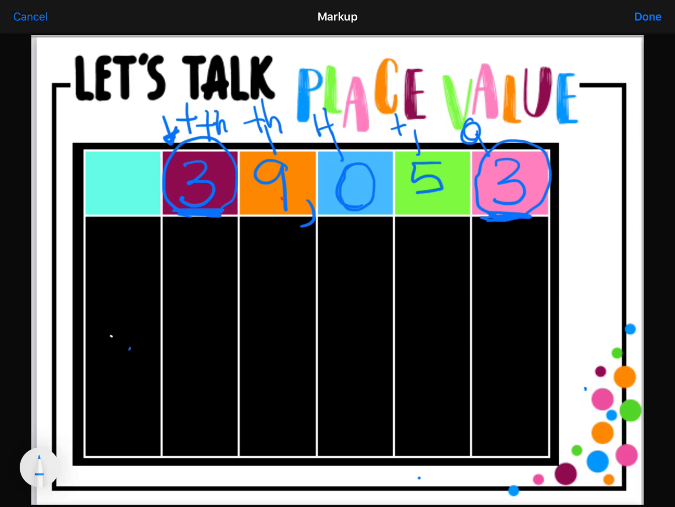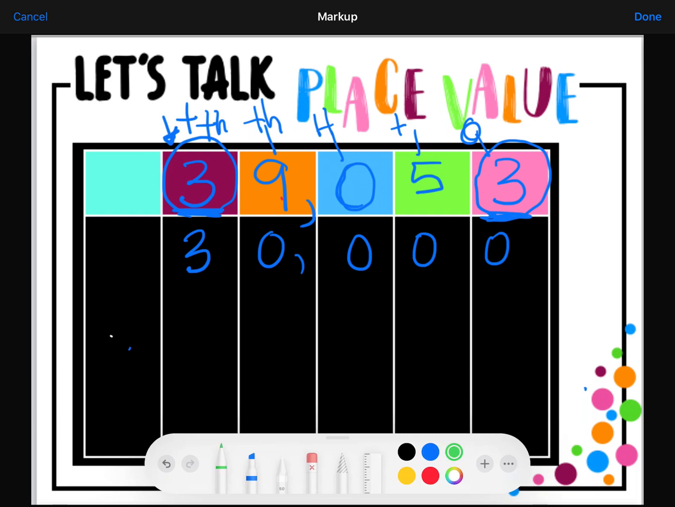So even though they're both 3s, they are not worth the same amount. Okay, so this 3, I'm going to drop it down and plug in zeros. So that 3 is worth 30,000. All right, this 9 we're going to bring down, and the 9 is in the thousand spot, so if I was to count by thousands, I would end up with 9,000. Next I have the 0. I don't have to bring it down, it's just holding a spot, but if I did, it would be worth 0. So a 0 anywhere is worth 0.